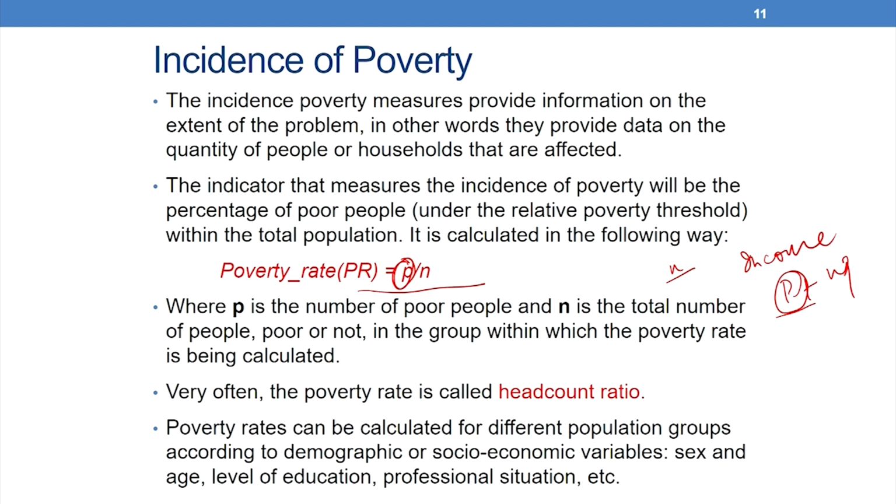We are essentially counting the headcount, we are giving the headcount ratio. And very often this poverty rate is called the headcount ratio, and poverty rates can also be calculated for different population groups according to demographic or socio-economic variables: sex and age, level of education, professional situation, etcetera. So, if we are calculating, for example, the issue of income poverty in India, if we classify the number of poorer people by gender, by age, by level of education and professional situation, we might find a different scenario altogether.